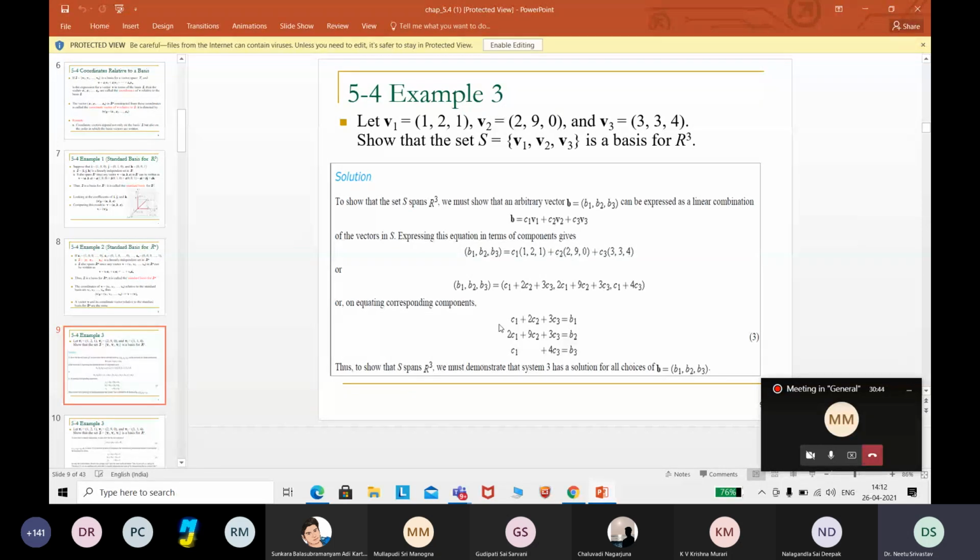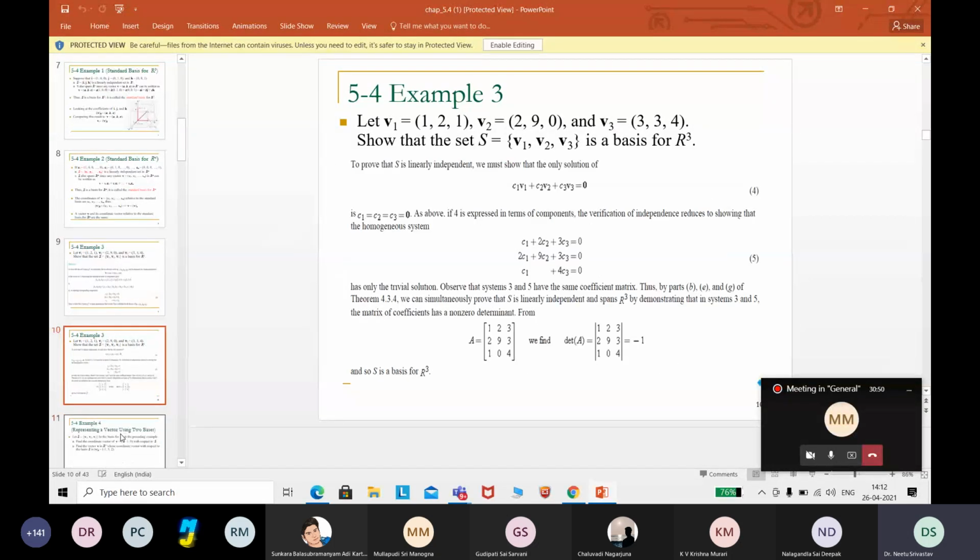Yes, the same example is being continued. The next is that it should be linearly independent. It means the right side should be equal to 0. So we are going to get this equation only, with the right side being 0.